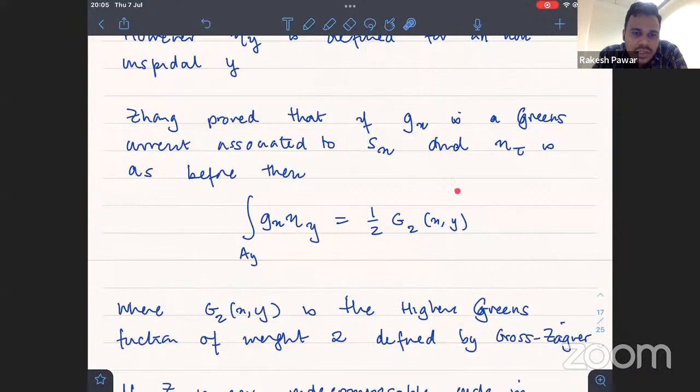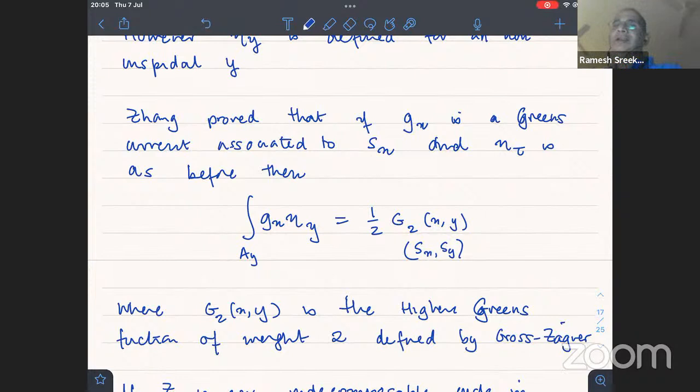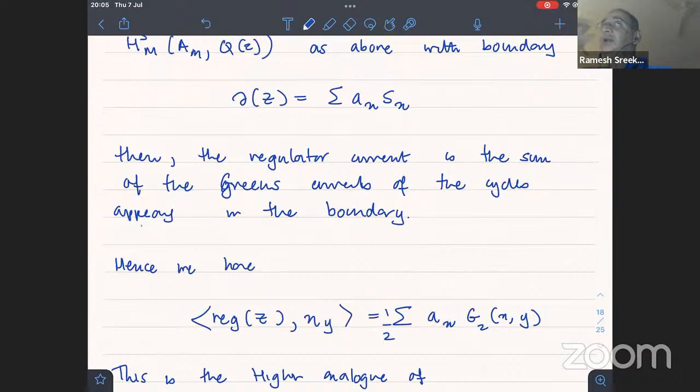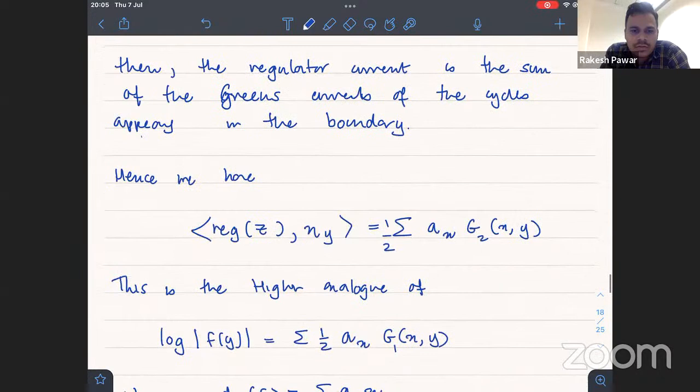I see. So this can be related to the height pairing of SX and SY. For decomposable cycles, that will be zero. So that's the point. But for decomposable cycles, it's just G1, because what you have is the regulator evaluated. The argument we used to say that in the case of CM points it is the log of an algebraic cycle will work in general when eta y is represented by an algebraic cycle, right?